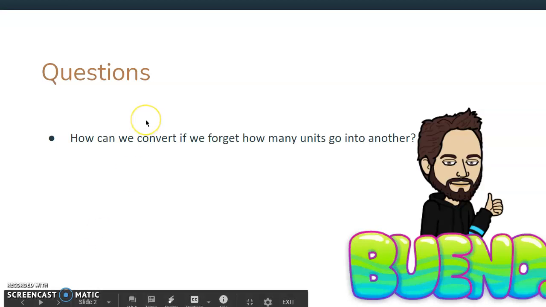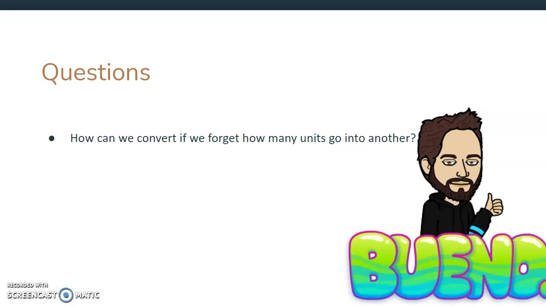So how can we convert if we forget how many units go into another? What I'm thinking is, if we forget how many centimeters are in a meter, how could we convert that? How would we know? That's why we learned our little phrase of King Henry died unusually drinking chocolate milk, so we can try to remember that there would be 100 centimeters in a meter, but sometimes we forget, sometimes we are unsure. So is there another way we can do that? We'll learn a different way today.